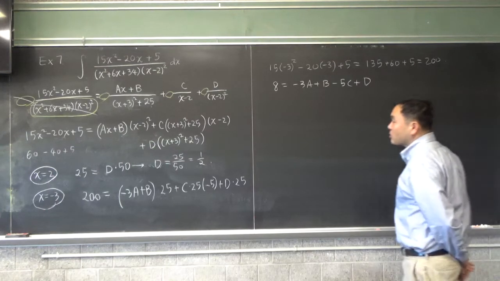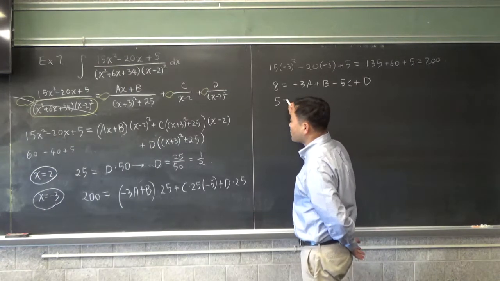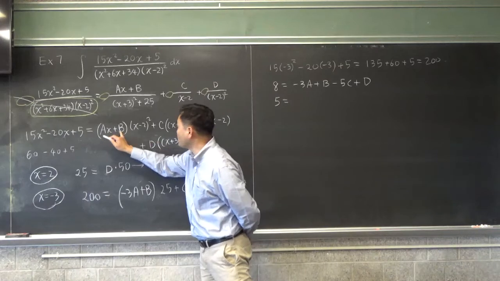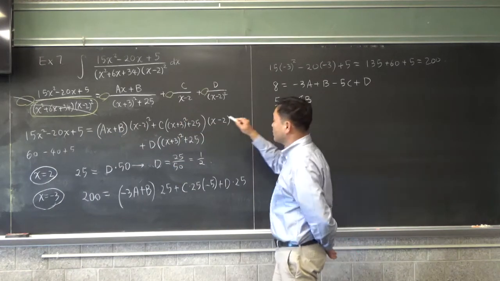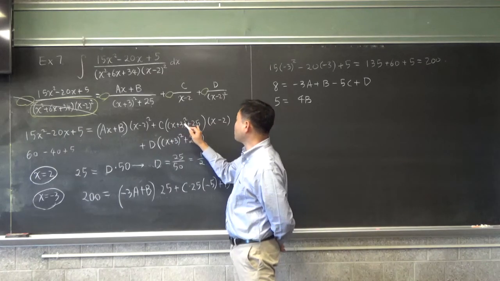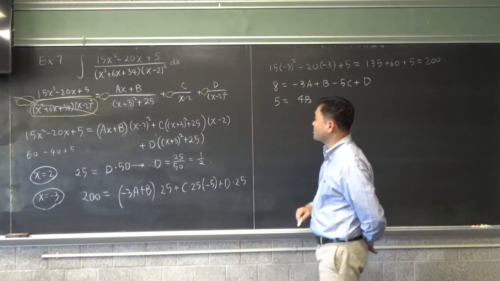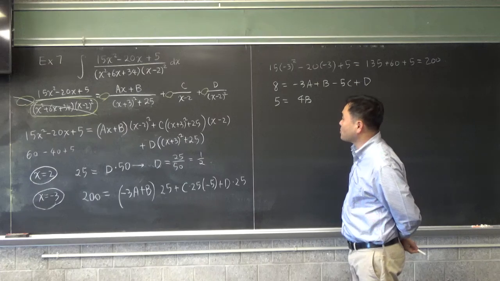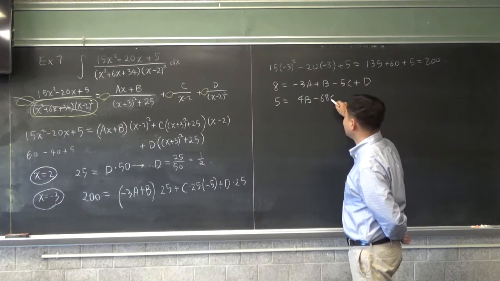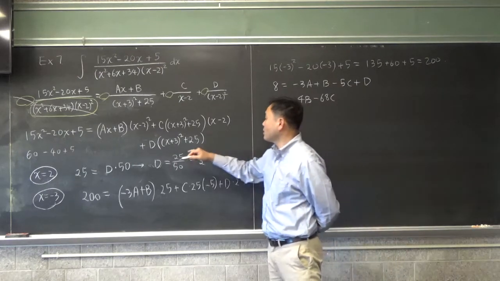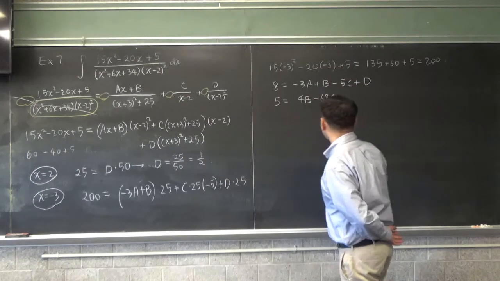And then when you plug in 0, you get 5 on the left side. When you plug in 0, that would be b times 4b. And then 9 plus 25, it's really going to be 34 times, so it'll be -68c. And when you plug in 0, that's 34d.